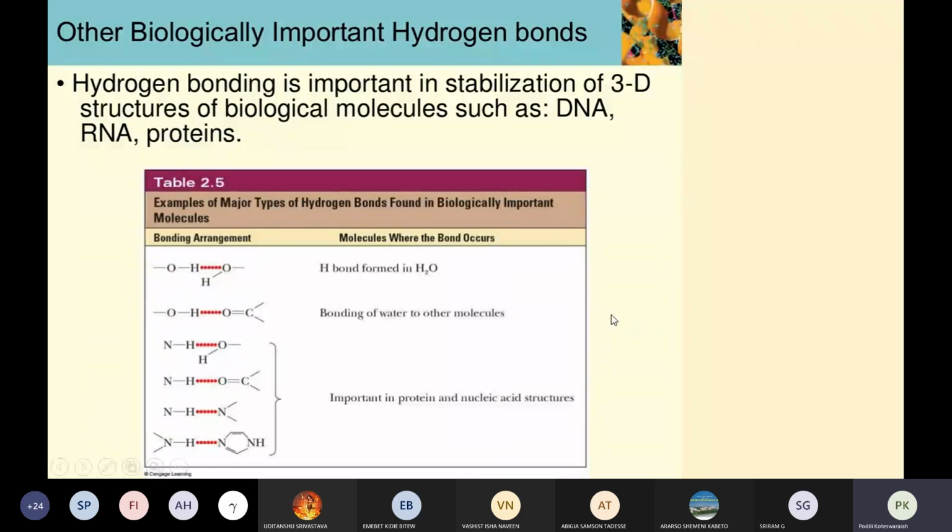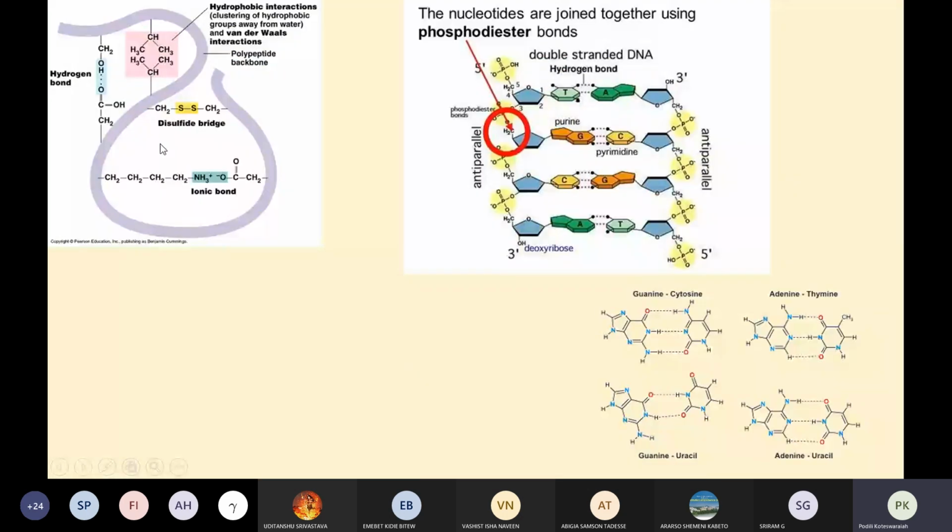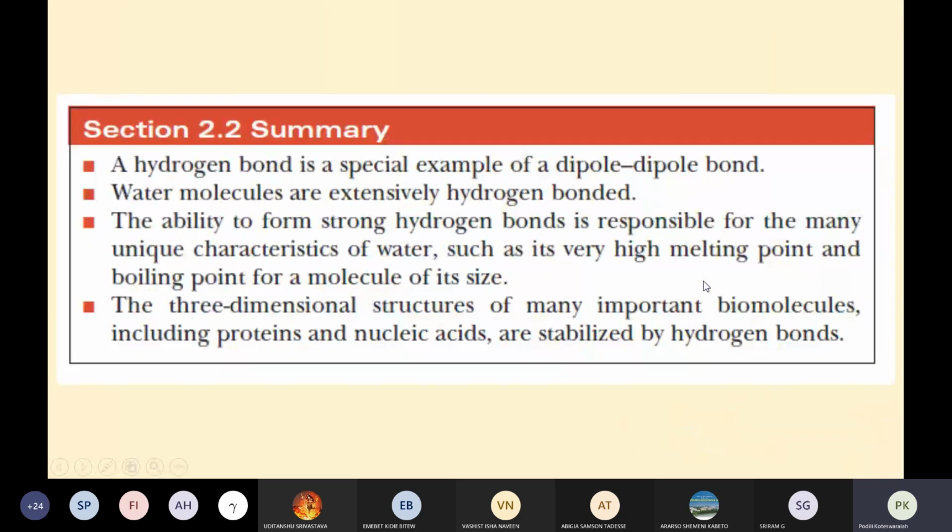As I already said, in many biological molecules, these hydrogen bonds are involved in the stabilization of the three-dimensional structure of the biological molecules. Like the protein and the DNA, you can see here, the protein is stabilized by the hydrogen bonds present between the polar and the acidic amino acids. In the same way, in the DNA the bases are linked to one another by hydrogen bonds. So that is the hydrogen bond.